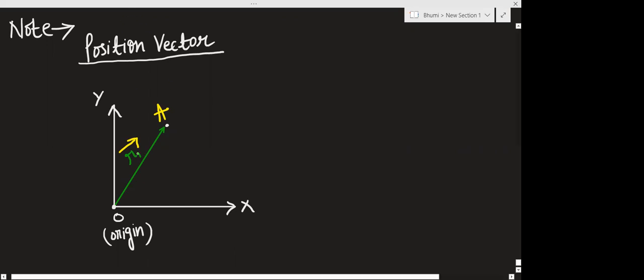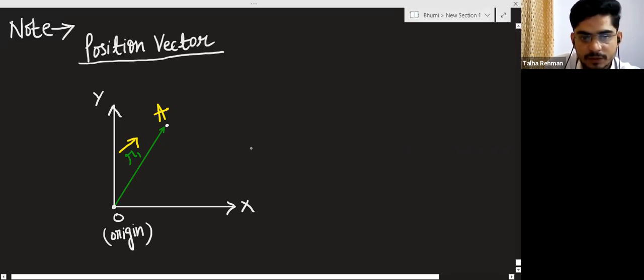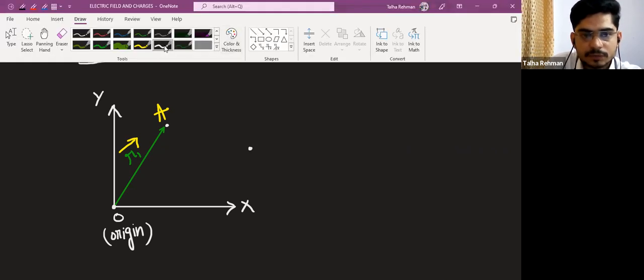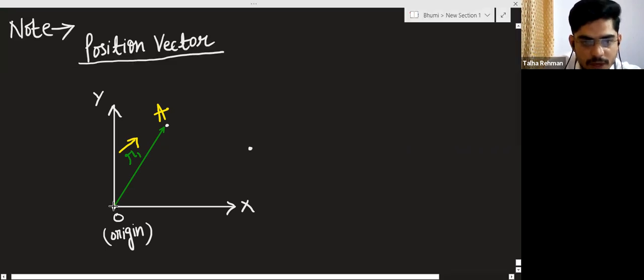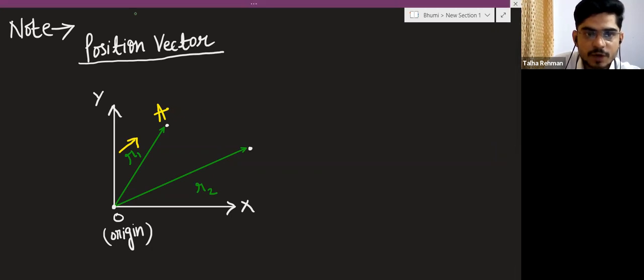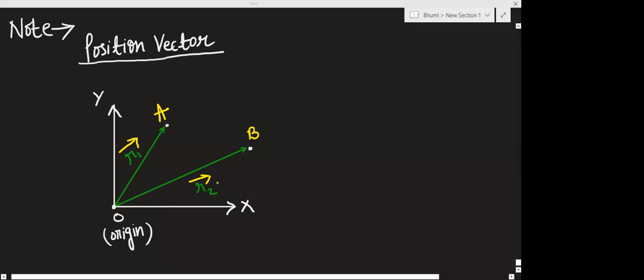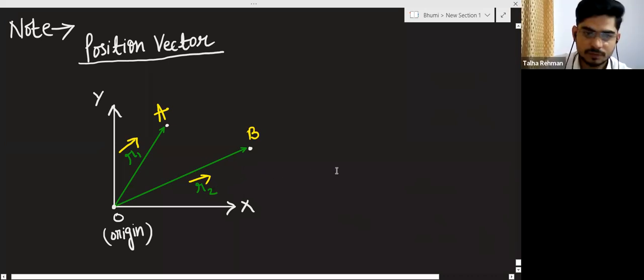And if I am taking another point here, and I am measuring the distance from the origin to this point, it is R2, and this is point B. This is the vector R2, which means R2 is the vector position of point B. Very good. So this is very simple.